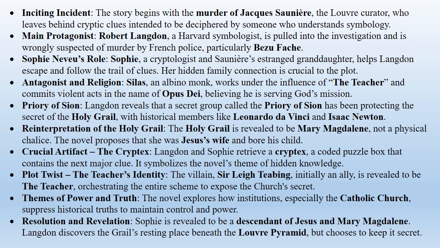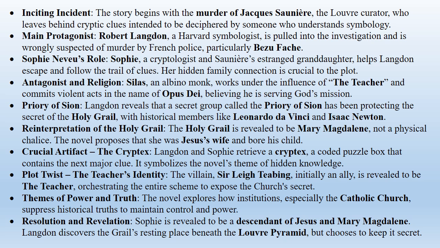At the same time, we meet Silas, an albino monk working for a Catholic group called Opus Dei. He believes he is doing God's work and is following the orders of someone known as the Teacher. Silas kills people to find something called the keystone, which is supposed to lead to the Holy Grail, a mysterious and powerful object in Christian legend.